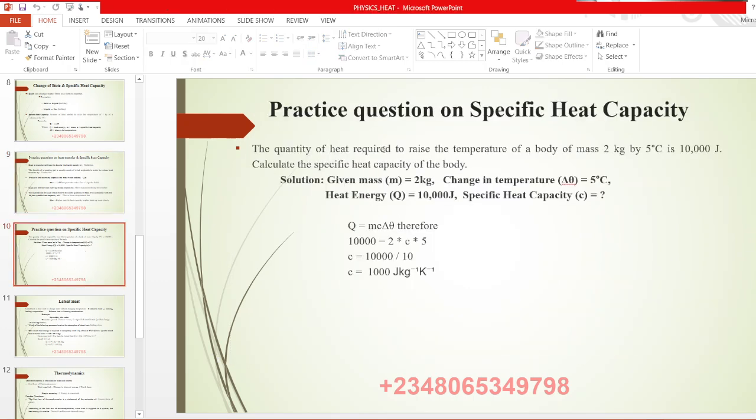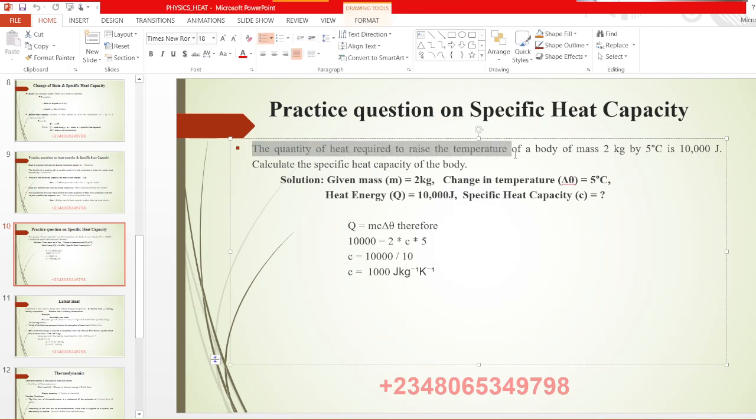So this is a question on specific capacity. The quantity of heat required to raise the temperature. Once you see a question that says the temperature will rise, please note that it's a question on specific heat capacity. So the quantity of heat required to raise the temperature of a body of mass 2 kg by 5 degrees Celsius, the change in temperature, is 10,000 joules. Calculate the specific heat capacity of the body.